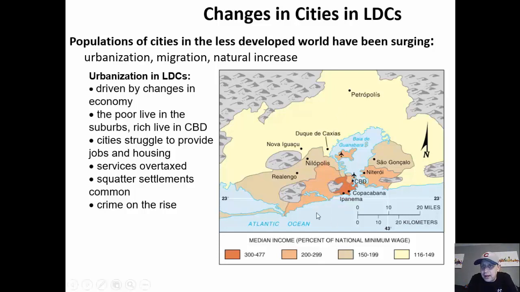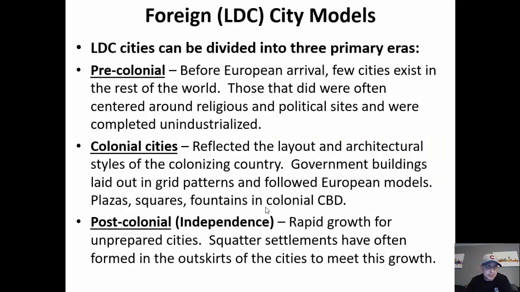Again, look at this map here of, it looks like Brazil to me, yes. And it looks like Rio. And you're noticing that the wealthiest folks actually live in the CBD, or in the center of the city. And then the further you get outward, the lower the income levels. Again, a great example of how LDC cities and European cities tend to be different than American ones.